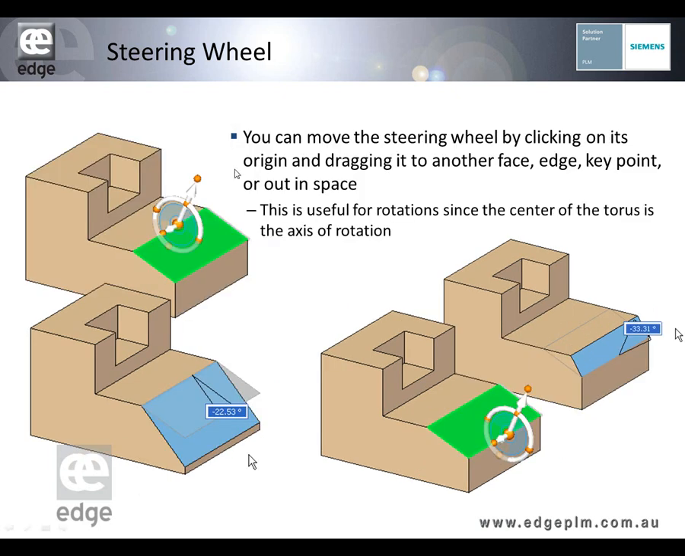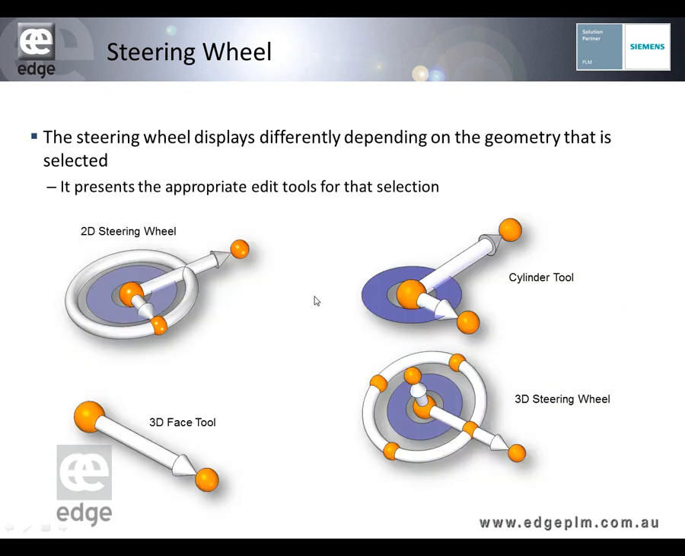You can move the steering wheel by clicking on the origin, which is the big dot there, and moving it to an edge, as we have done in this case, or you could move it to a key point, whatever you like. You can put it at the center of the edge or anywhere along the edge. Your normal snaps apply. It's useful for rotating. See, we've placed it here, and we can rotate.